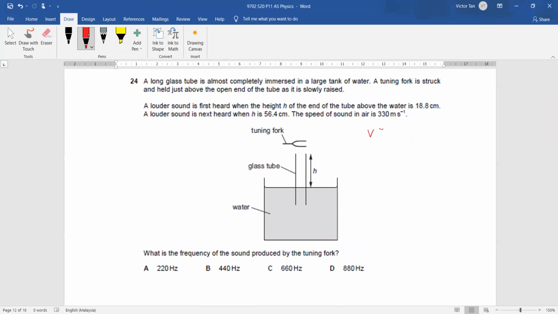v equals f lambda. So if you can find lambda, you can find the frequency. So first harmonic. Second harmonic. Okay.